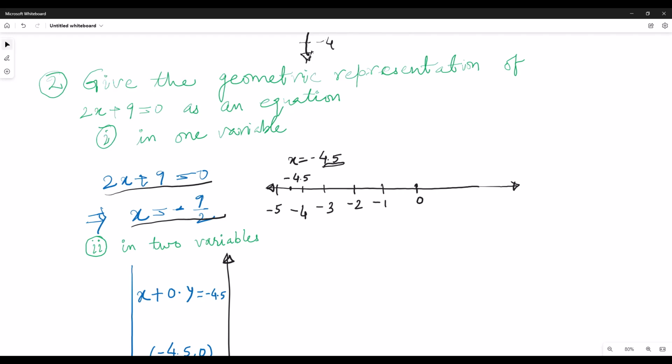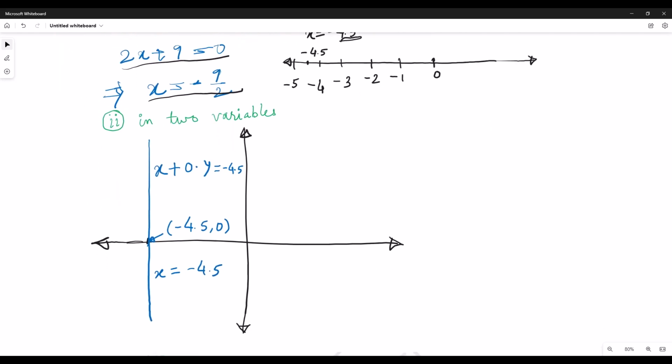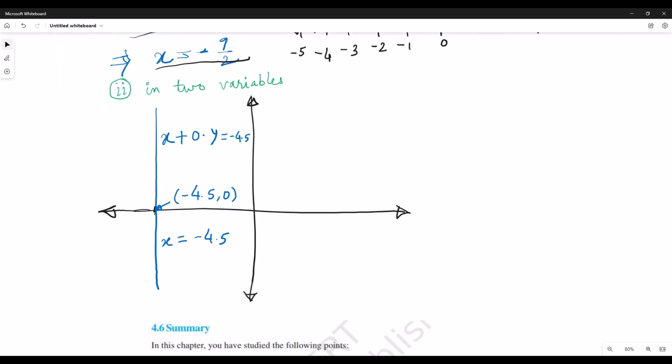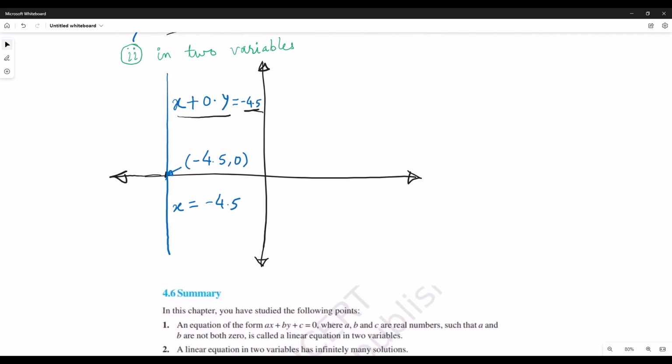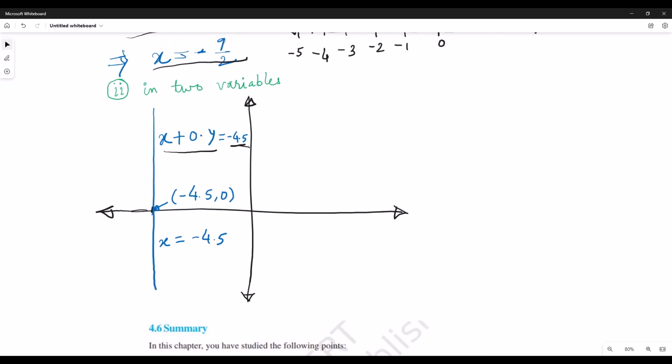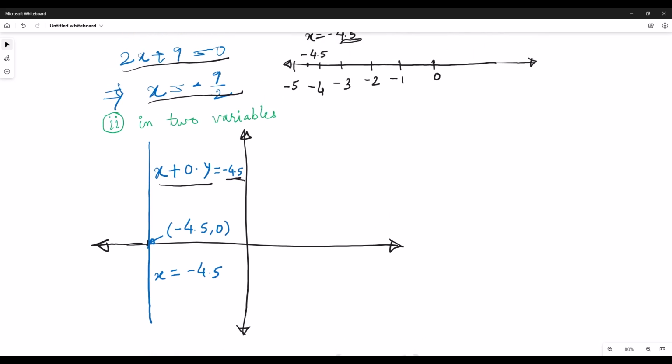We can represent it on a number line. So now on a number line it is minus 4.5. So this is on a number line, single dimension. Okay, if it is presented in two variables, that is two dimensions, we can write it as x plus 0y equals minus 4.5. So x is minus 4.5, y is 0 at this point where it is cutting.